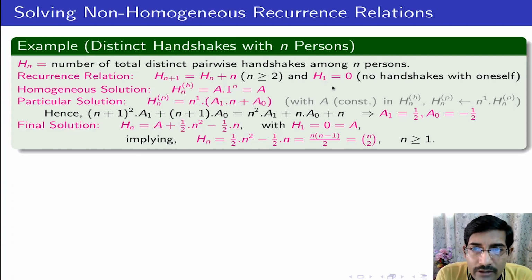Now I get from the initial condition H1 equal to 0. So H1 equal to 0 means n equal to 1. If you put n equal to 1 in both, these two parts cancel. So A will be equal to 0. So my answer is half n square minus half n, which is NC2, what I predicted.